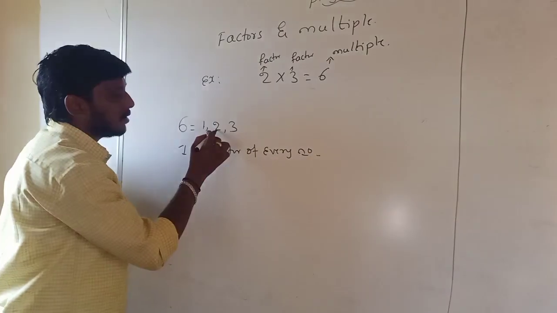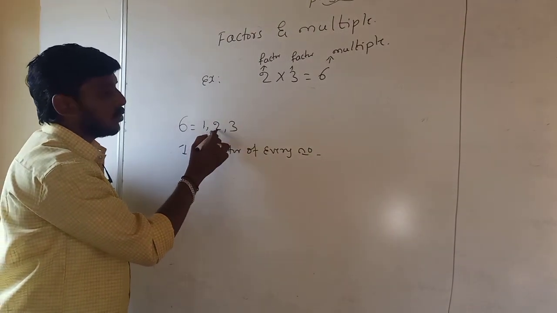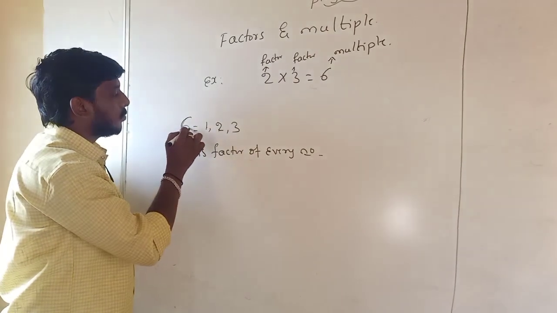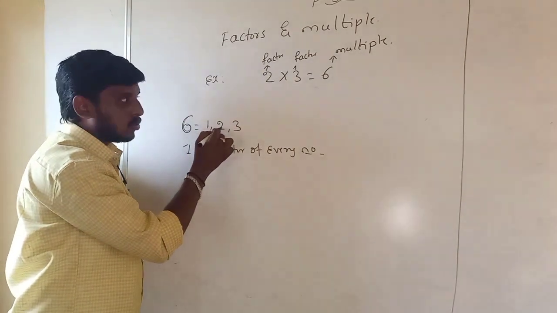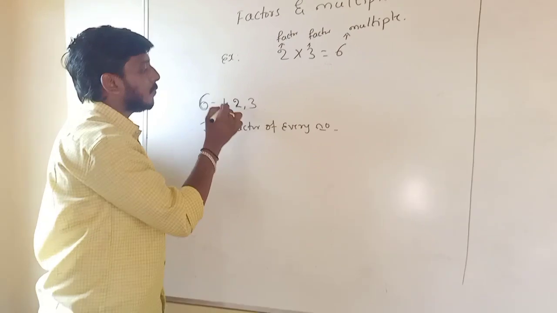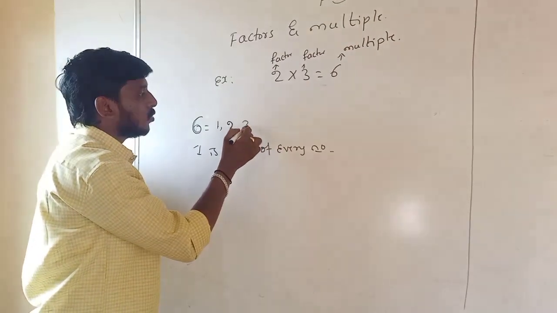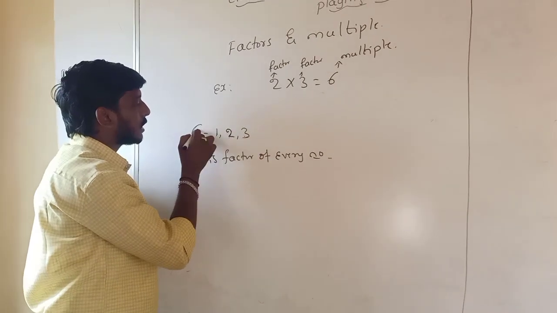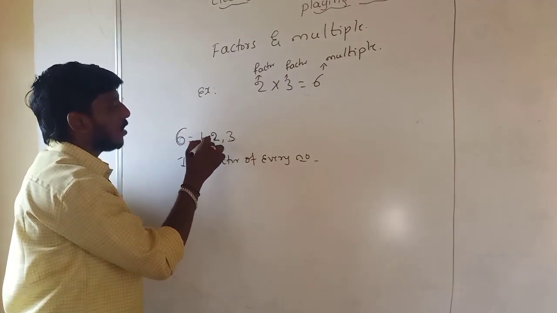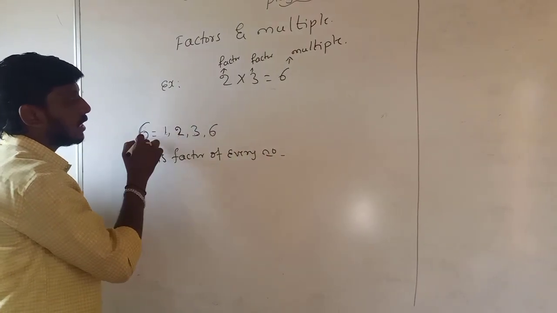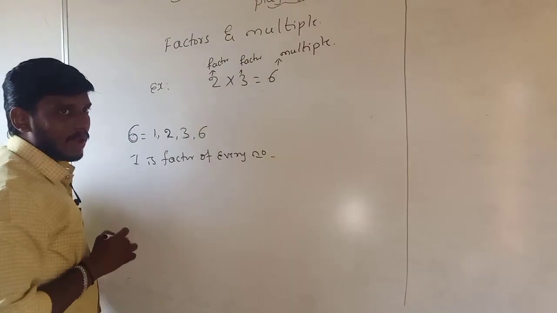Start the two table. 2 ones are 2, 2 twos are 4, 2 threes are 6. Means 6 comes in which table? 2. So that's why 2 is one of the factors of 6. Again, start the 3 table. 3 ones are 3, 3 twos are 6. Means in the 3 table 6 came. So factors of 6 are 1, 2, 3 and 6, because 6 ones are 6. So this is what a factor is.